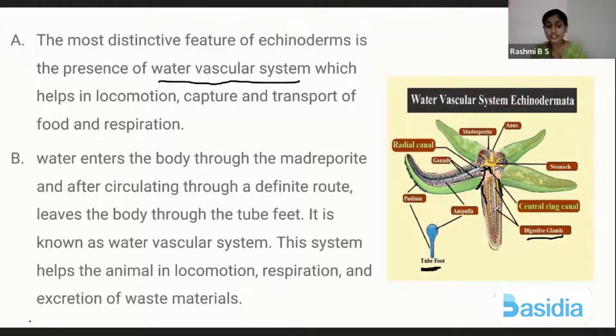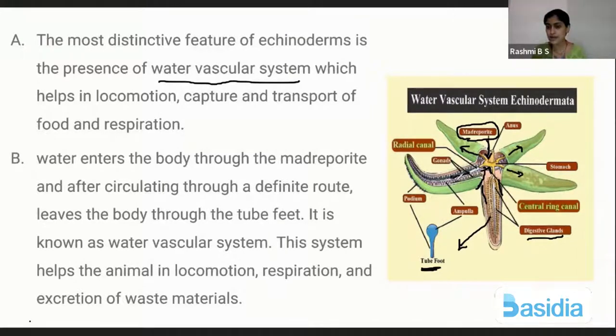And now the water which has entered the water canal, the central water canal, then passes through all the arms of the starfish or echinodermata, enters the tube feet and leaves the body of this animal through tube feet. Okay, so water leaves through tube feet. So it enters through the madreporite. Can you see here? The water enters echinodermata through an opening called madreporite, and then it circulates to all the water canals.